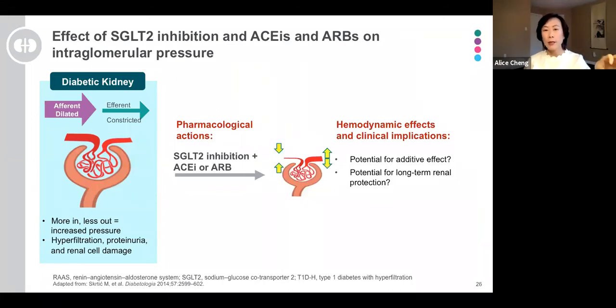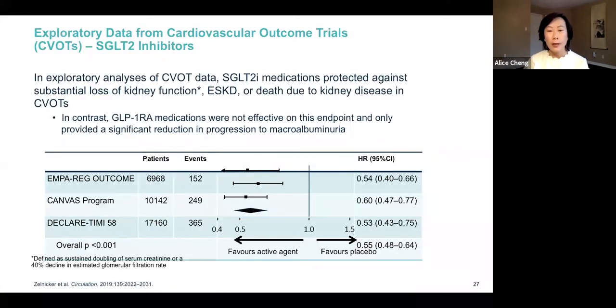Now, if you use the two of them together, happy days, right? You're squeezing the in pipe, you're opening the out pipe. Now you've further reduced the pressure within the glomerulus, allowing the glomerulus to live longer, which is the proposed mechanism through which SGLT2 inhibitors are providing this renal benefit. So good news from a kidney perspective. And do the data in fact support this? And the answer is absolutely yes, it does.